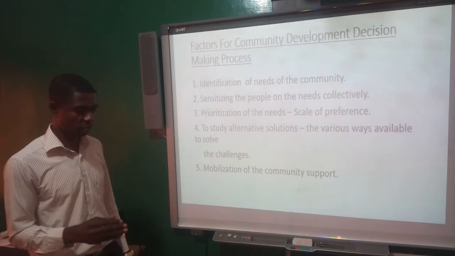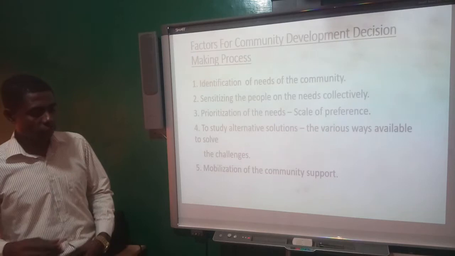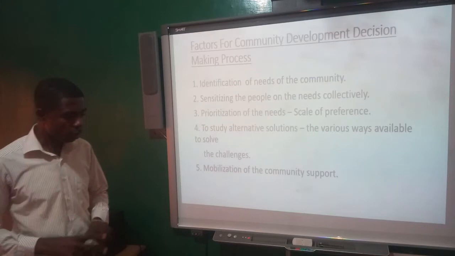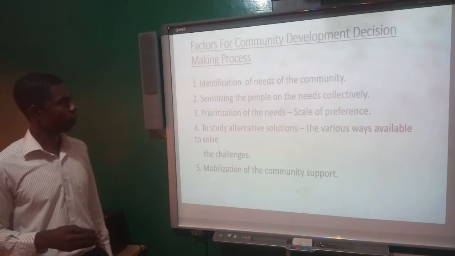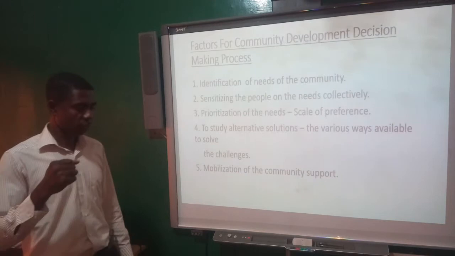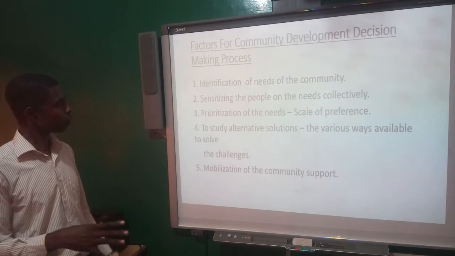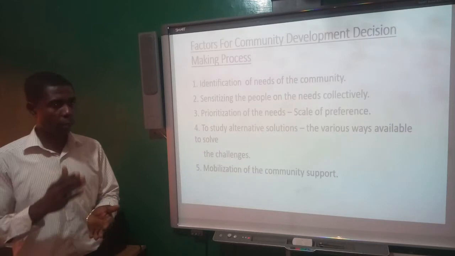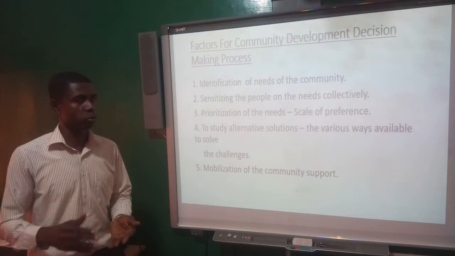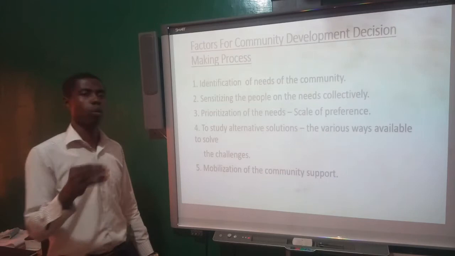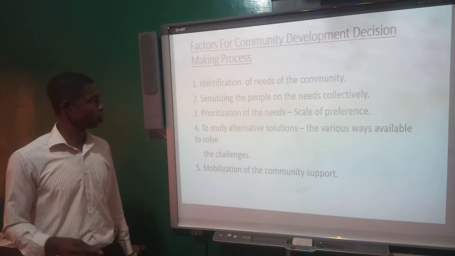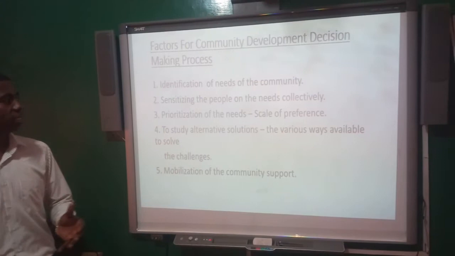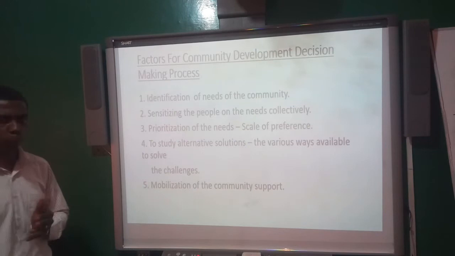Now, having identified the needs of the community, what do you have to do next before a decision can be made? The next key thing is to sensitize the people on the needs of the community collectively. Now, as a decision-making body, having identified the needs, because you're not going to operate in a vacuum, you need some people to support you, and therefore you need to conscientize. You need to draw the attention of the members of the society and other stakeholders to the pressing needs that the community has. So the number two key thing to do is to sensitize the people on the needs of the community collectively, so that you can get their support when the need arises.